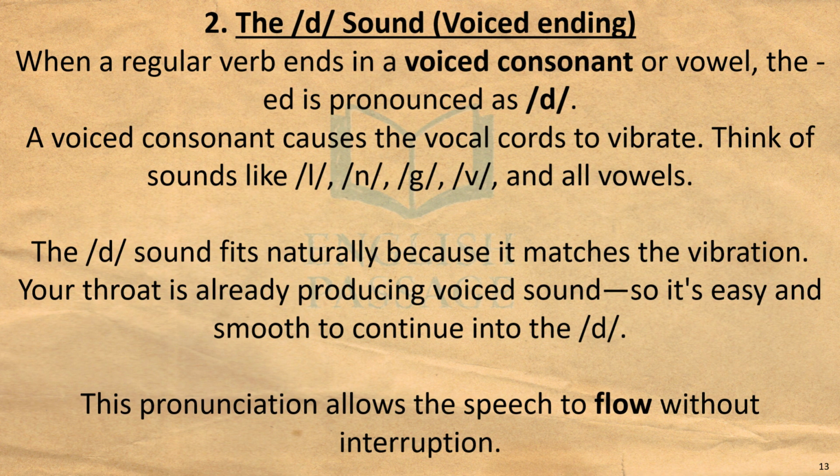2. The D sound, voiced ending. When a regular verb ends in a voiced consonant or vowel, the "ed" is pronounced as D. A voiced consonant causes the vocal cords to vibrate. Think of sounds like L, N, G, V, and all vowels.